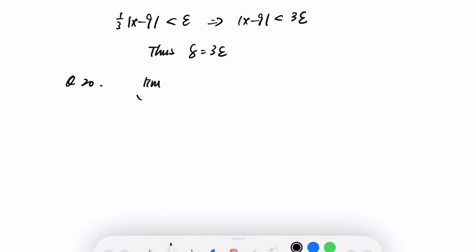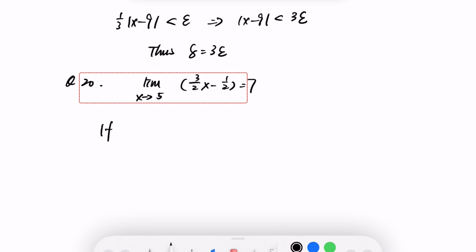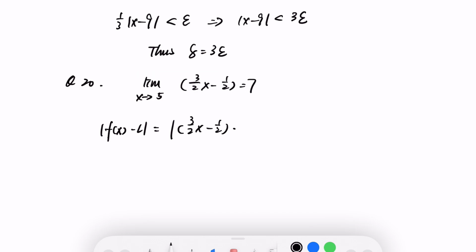Okay, problem 20. The limit as x approaches 5 of 3/2 x minus 1/2 equals 7. So here are the two functions that we are getting. The absolute value of f of x minus L becomes the absolute value of 3/2 x minus 1/2 minus 7, which simplifies to the absolute value of 3/2 x minus 15/2. And this equals 3/2 times the absolute value of x minus 5.